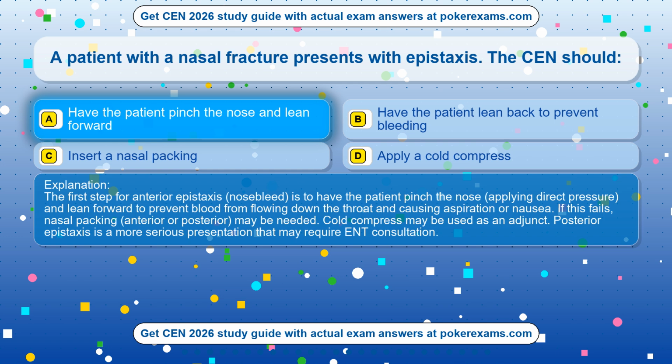The first step for anterior epistaxis, nosebleed, is to have the patient pinch the nose, applying direct pressure, and lean forward to prevent blood from flowing down the throat and causing aspiration or nausea. If this fails, nasal packing, anterior or posterior, may be needed. Cold compress may be used as an adjunct. Posterior epistaxis is a more serious presentation that may require ENT consultation.